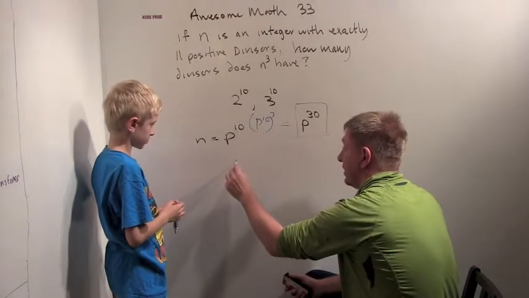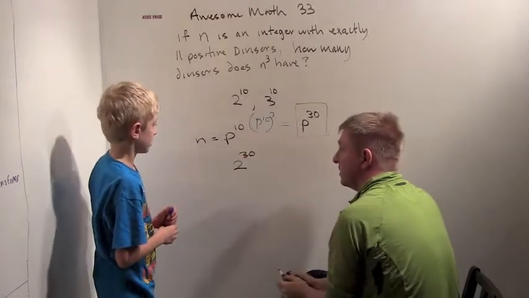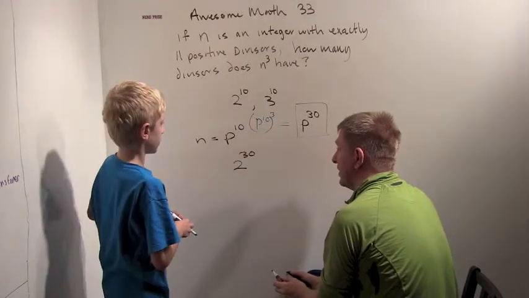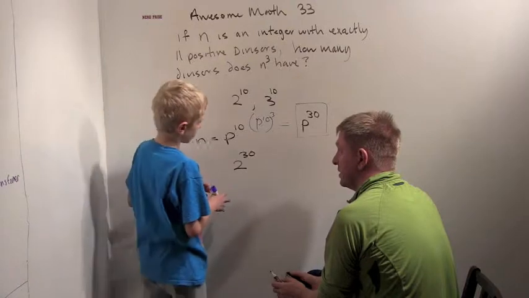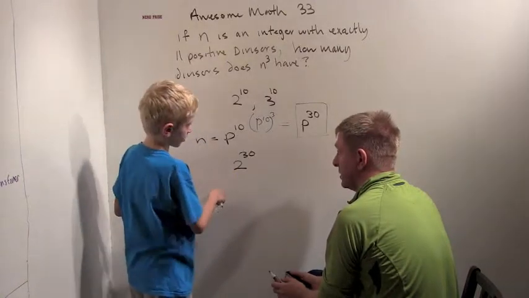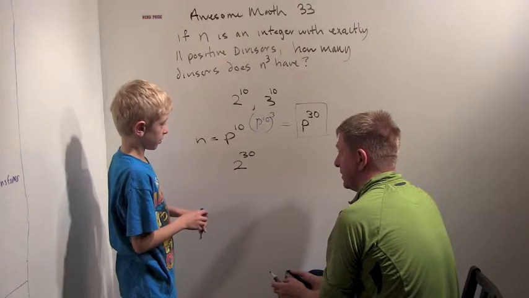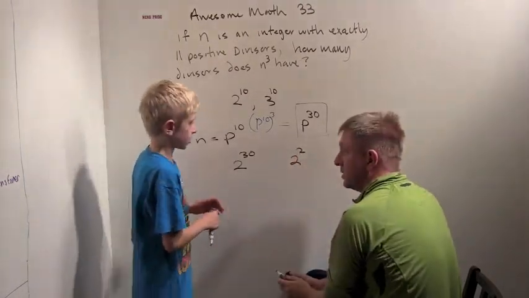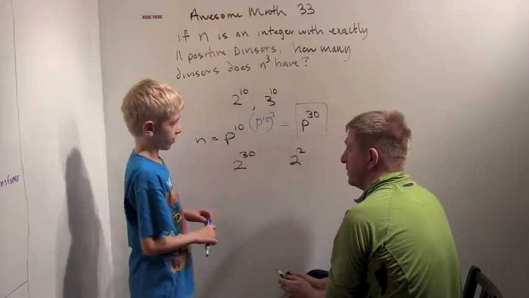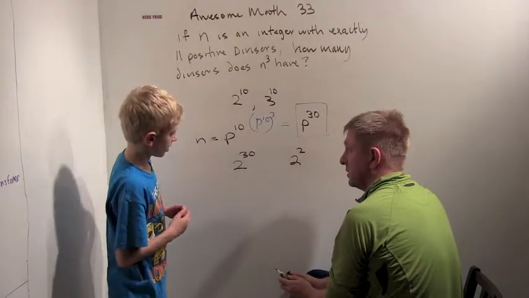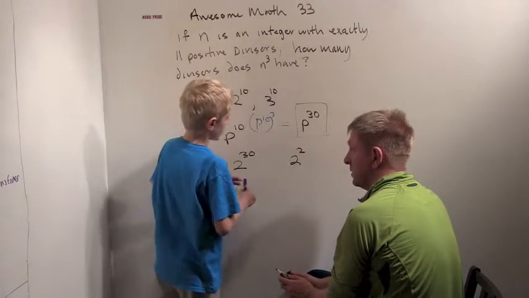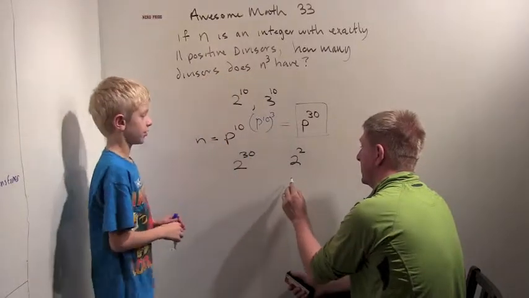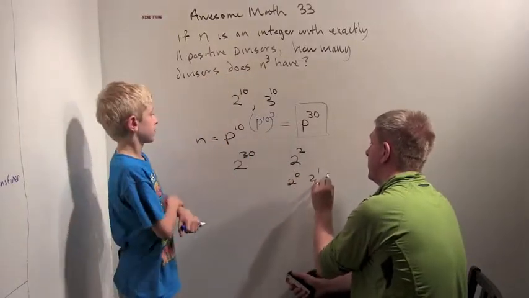So how many divisors does 2 to the 30th have? I bet you don't know what 2 to the 30th is. Well, how many divisors does that have? It only has one divisor. Well, how many divisors does 2 squared have? It is 3. How do you know? Because it has 1, 4, and 2. Okay, so I can pick 2 to the 0, 2 to the 1, and 2 squared.